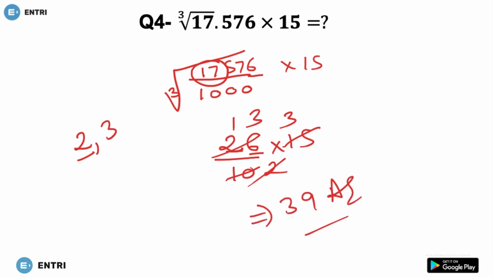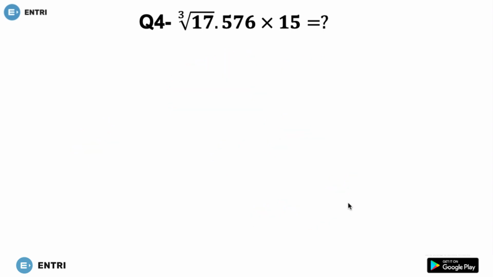See, since I explained it to you, that's why it took a lot of time. Now you are going to solve this question within a few seconds. Now try to solve this question. We know that since after the decimal there are 3 digits, we will divide it by 1000, and the cube root of 1000 is what? 10. First of all, you have got this.